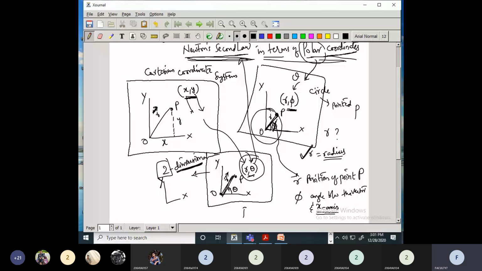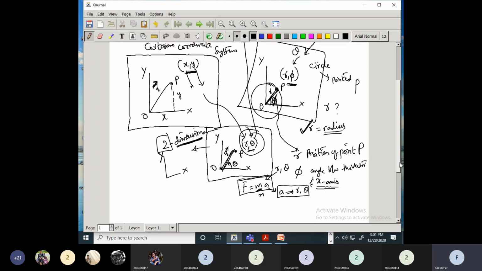What is Newton's second law? F is equal to ma. So m is a scalar quantity, so wherever m is there, you will write m as it is. But you need to find a in terms of r and theta. Those things we are going to verify, and we need to give the resultant equation of Newton's second law, or the force. This particular force we are going to give in terms of r and theta. Those are the things we are going to verify in the next class.